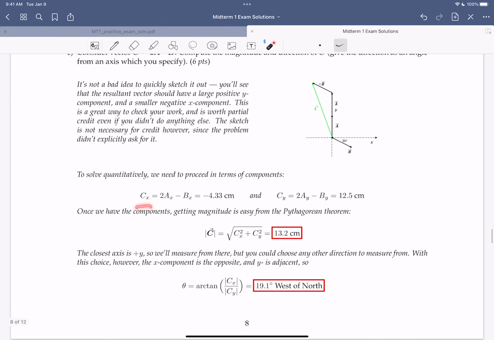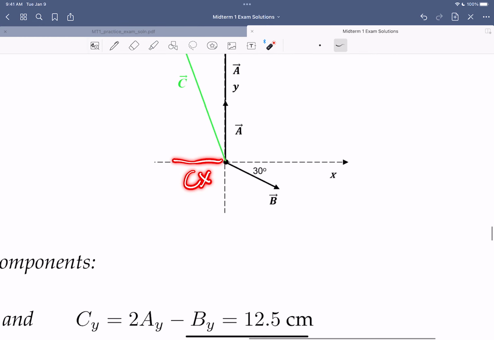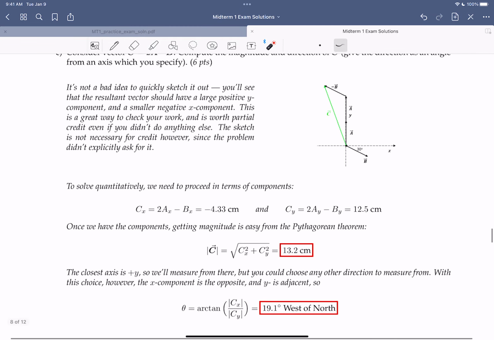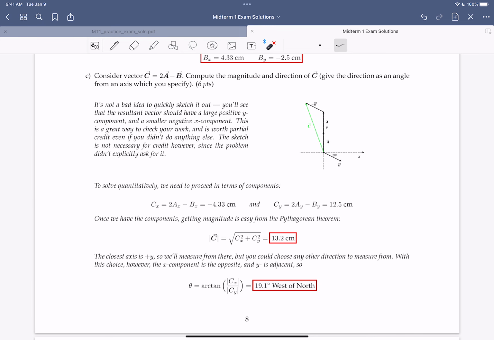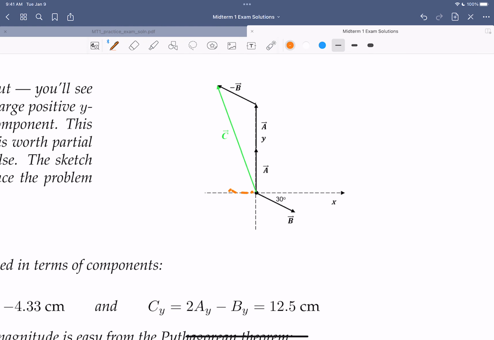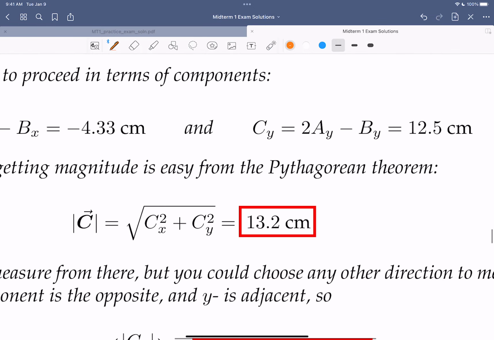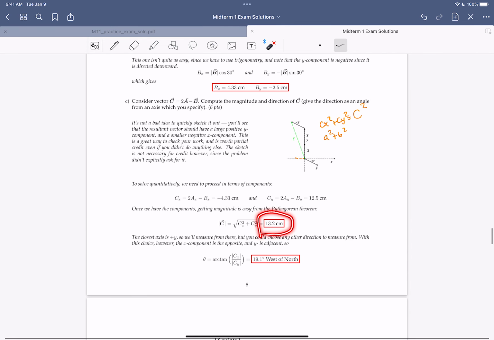So now that I have a cx and a cy, then I can do Pythagorean theorem. A squared plus b squared is equal to c squared. In this case, that's kind of saying your cx squared plus cy squared, and then your c squared is actually the overall vector c. So if you take the square root, the square root of cx squared plus cy squared should give you the value for the vector c. And that should give you 13.2 centimeters, right?